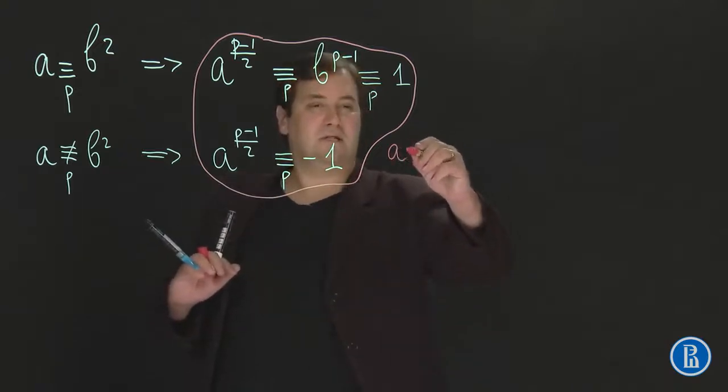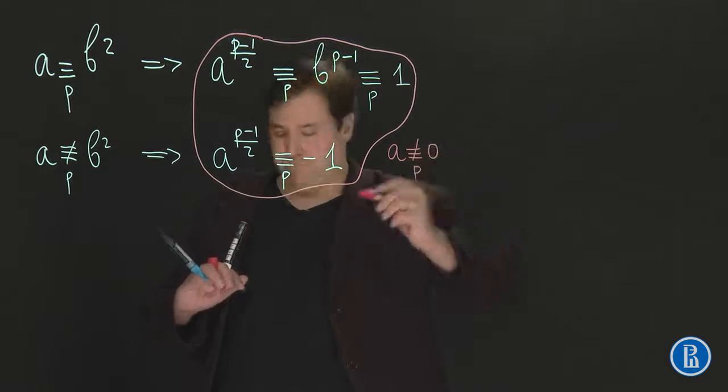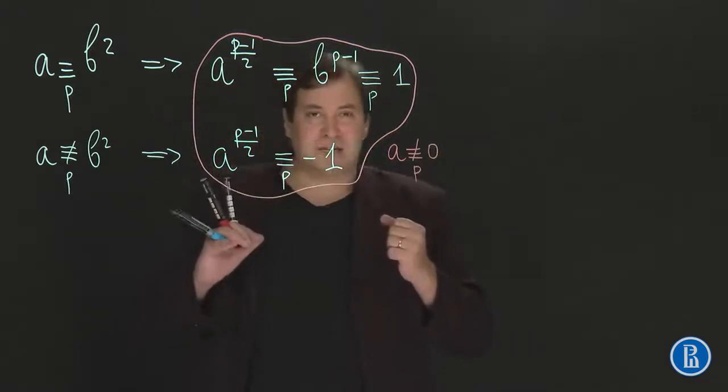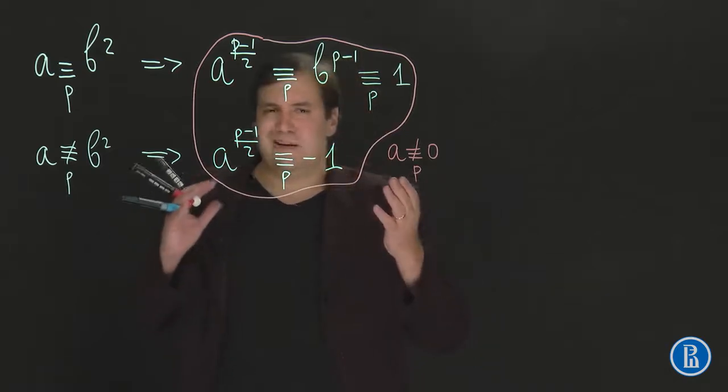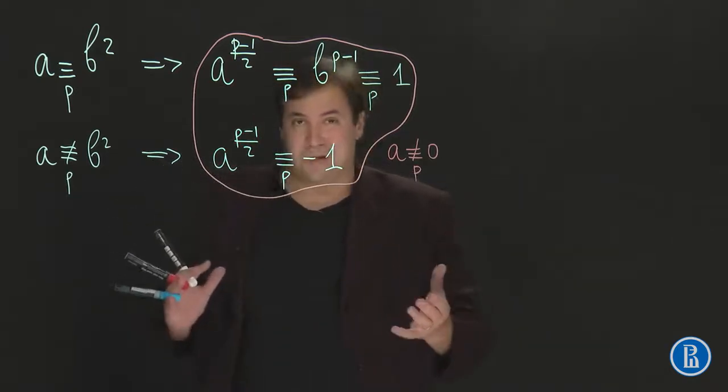Let me just write it down. Non-zero modulo P, because 0 raised to any power will be 0. There are several questions here. Well, first of all, why minus 1? Why not some other remainder modulo P?